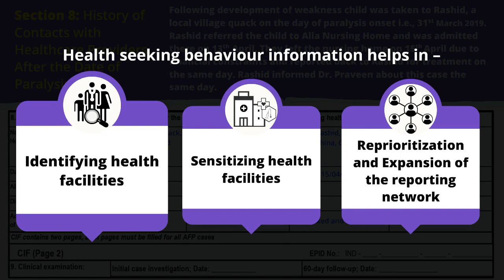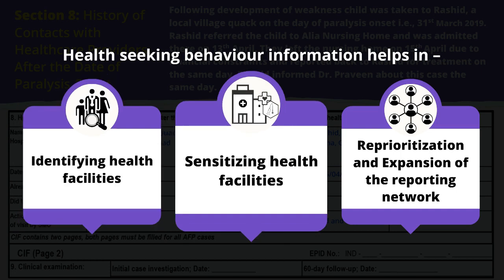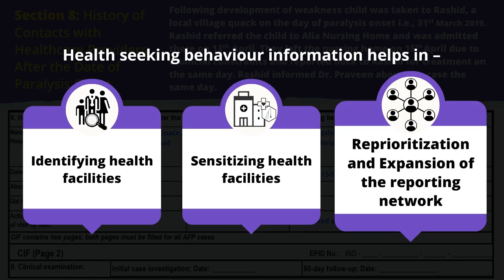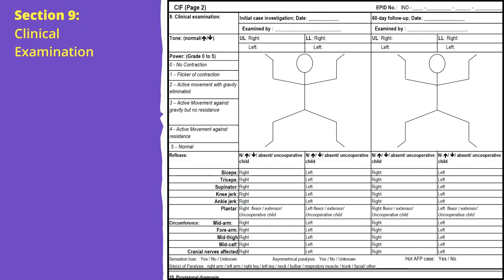This information helps in sensitization of health facilities for timely notification of suspected cases as well as reprioritization and expansion of the reporting network. Section 9 is on clinical examination. It is an important section in AFP case investigation and should be done accurately for all the notified cases.